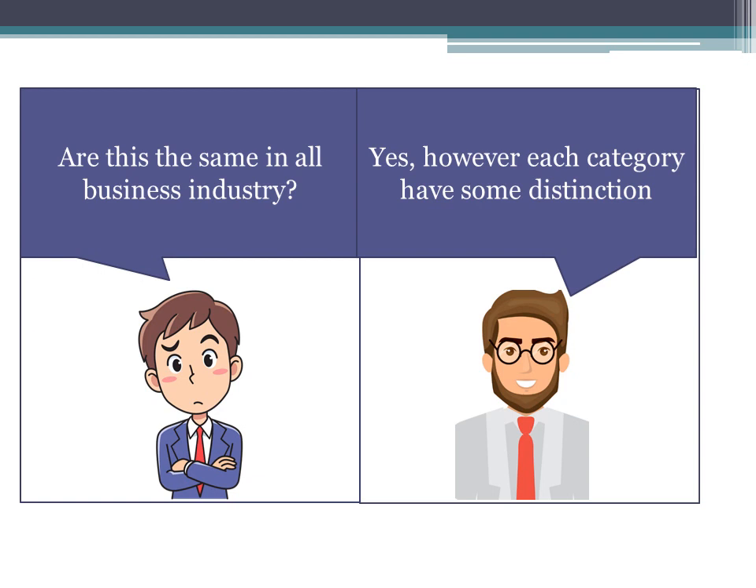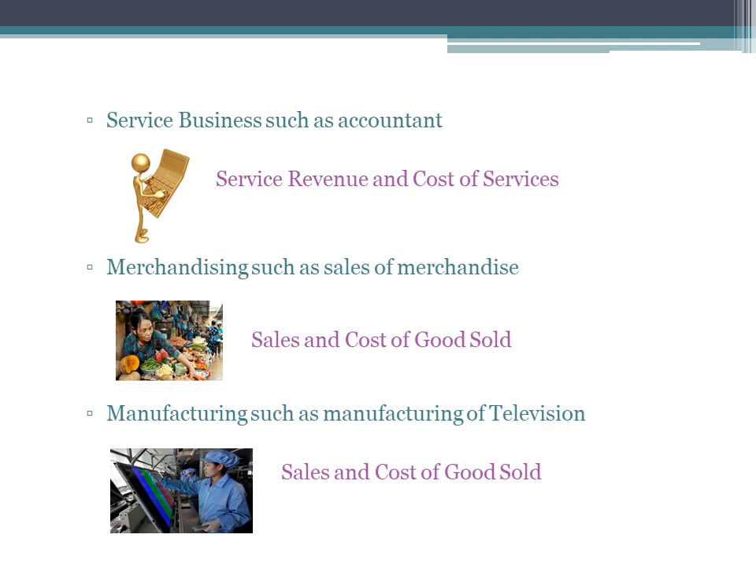Okay? Are these the same in all business industries? Yes. However, each category has some distinctions. For example, for service businesses such as an accountant or lawyer who do services, it usually involves service revenue and cost of services. Service revenue is usually the payment for the services rendered by the accountant, lawyer, or other professional body. And then the cost is the salaries of the lawyer or the accountant who is doing the services.